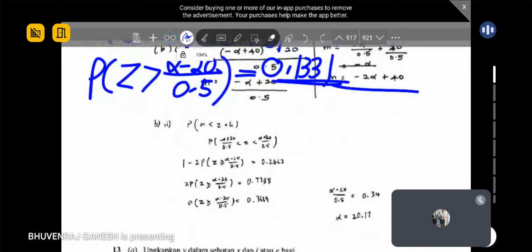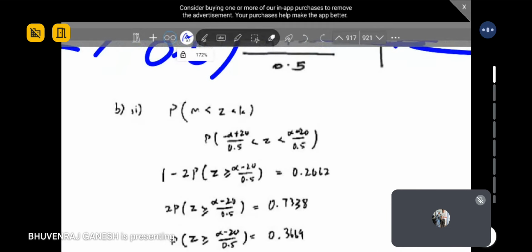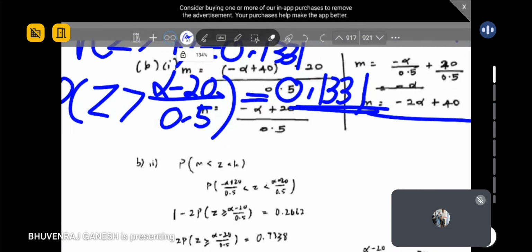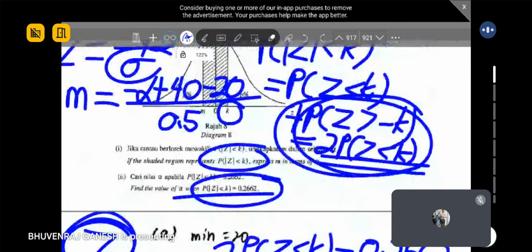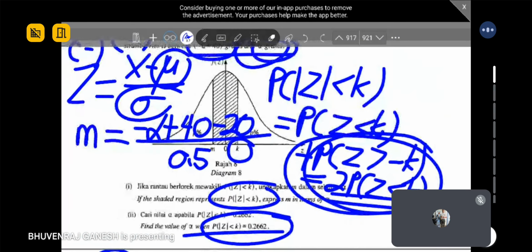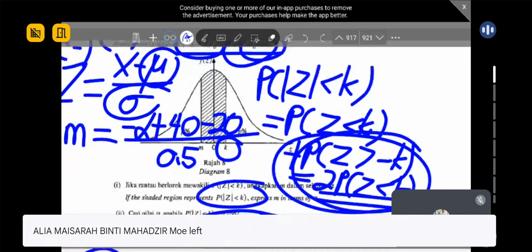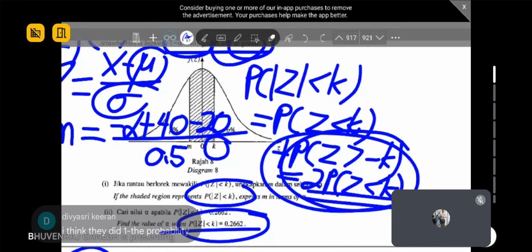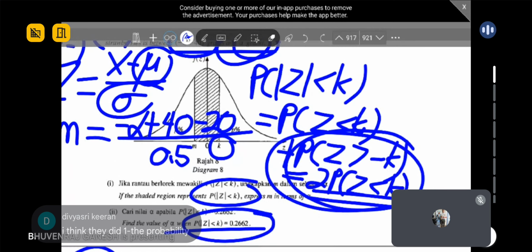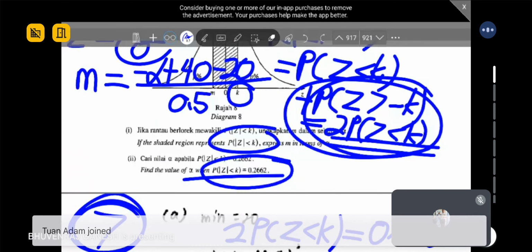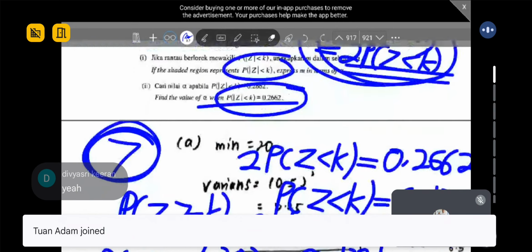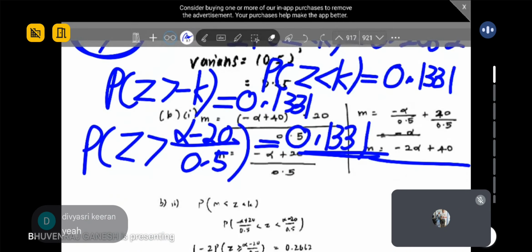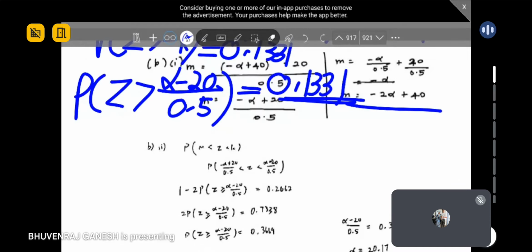Over here, they show a different working. Let me see first. Wait now guys. Let me check and see carefully. Z less than K, modulus. Maybe I explained wrongly. Sana guys. Let me see whether I explained the thing wrongly. Oh, okay, okay. I think they use different method. Yes, yes. Okay, got 2 methods. This method also can. My method also can.